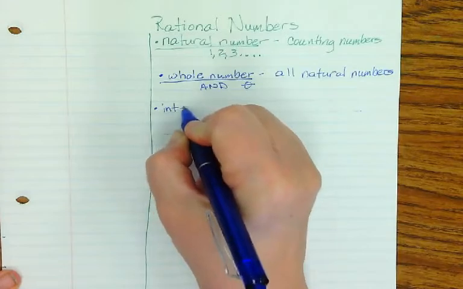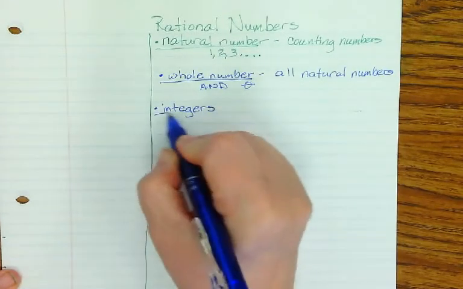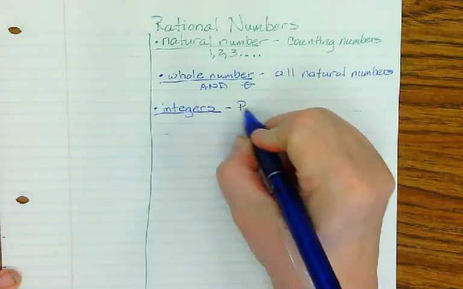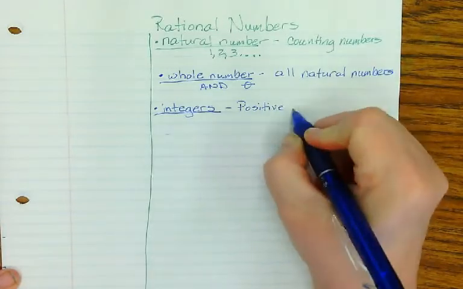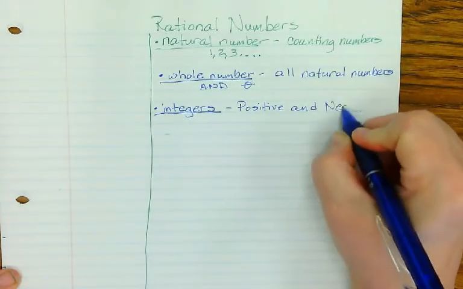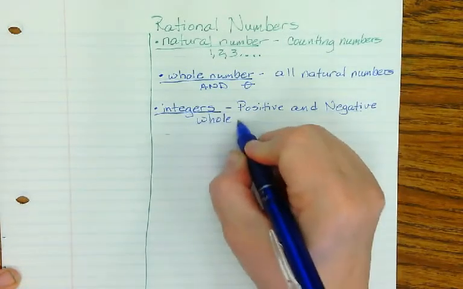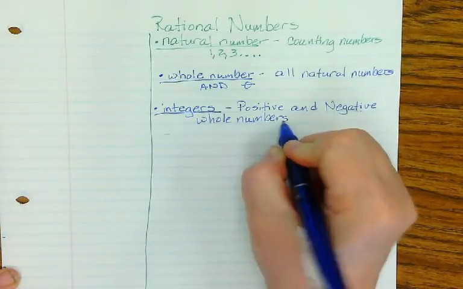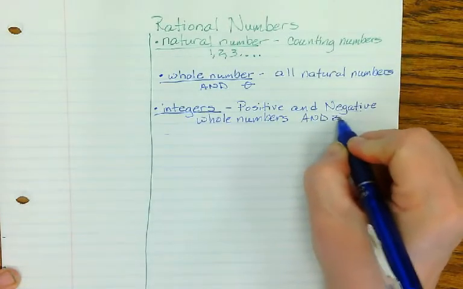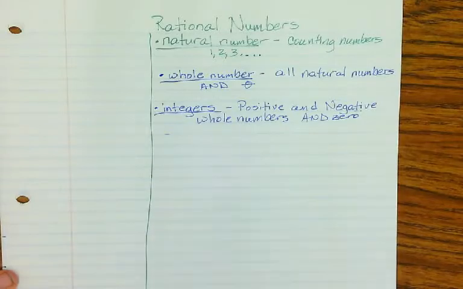Now we have what we're going to deal with mostly for the rest of the year. We have integers, and these are positive and negative whole numbers, and we always put and 0 because 0 is not positive or negative. It's like neutral. It's right in the middle. Okay? So integers are positive numbers and negative numbers. We're going to be dealing with that a lot this first part of quarter 4.